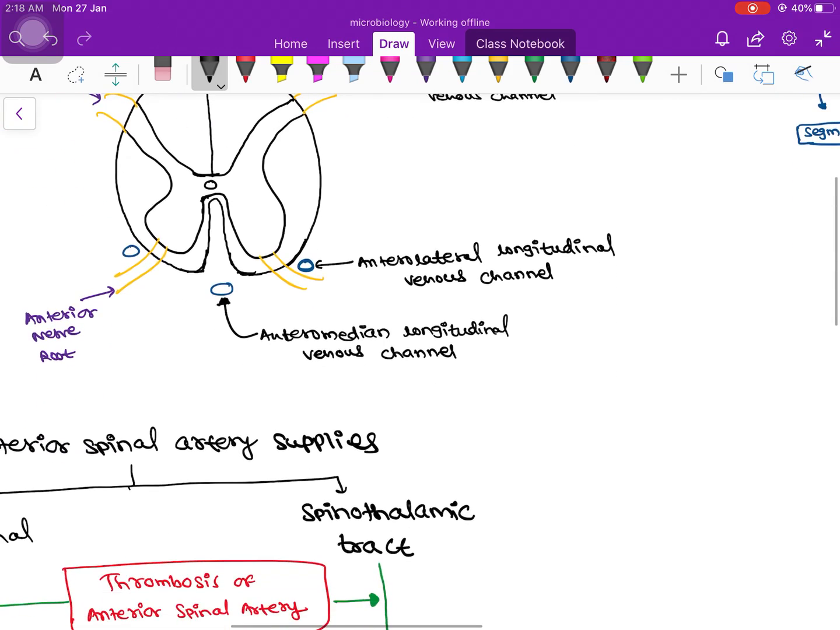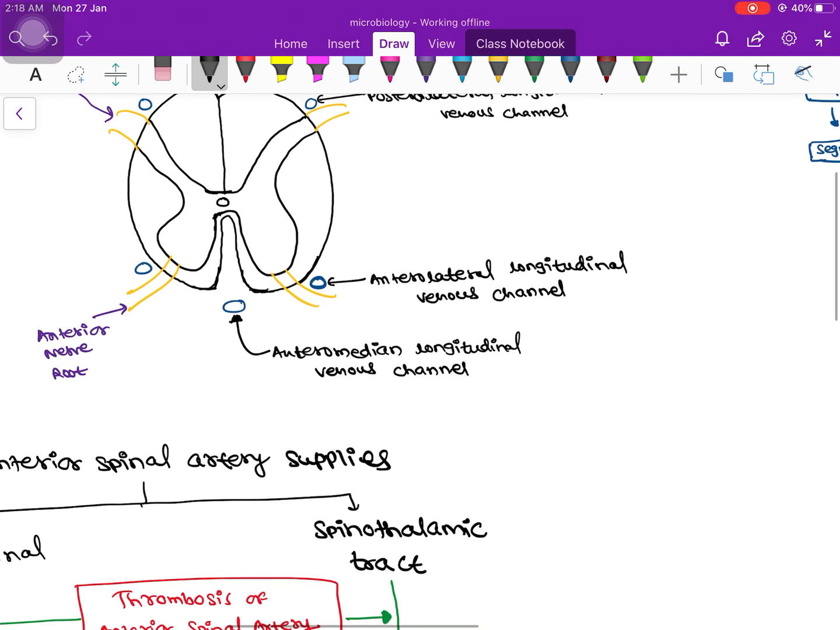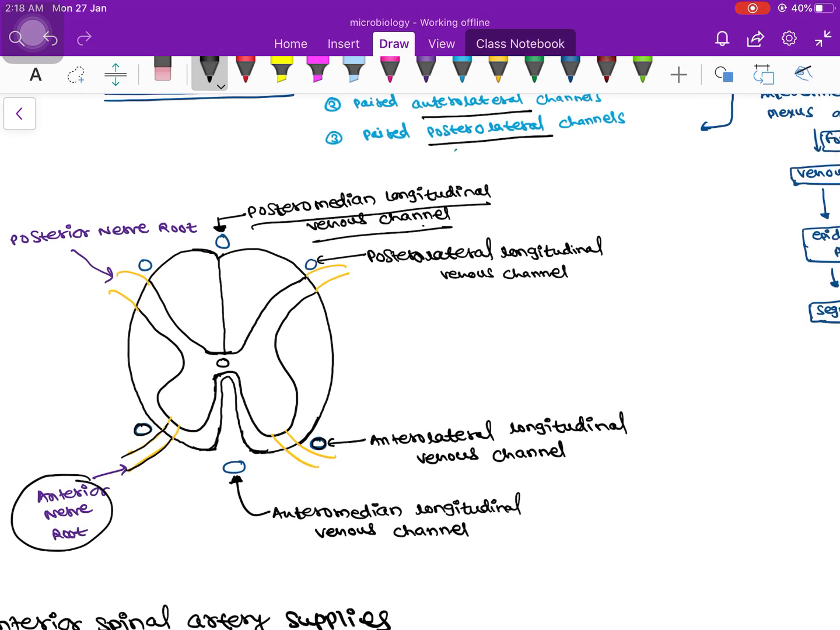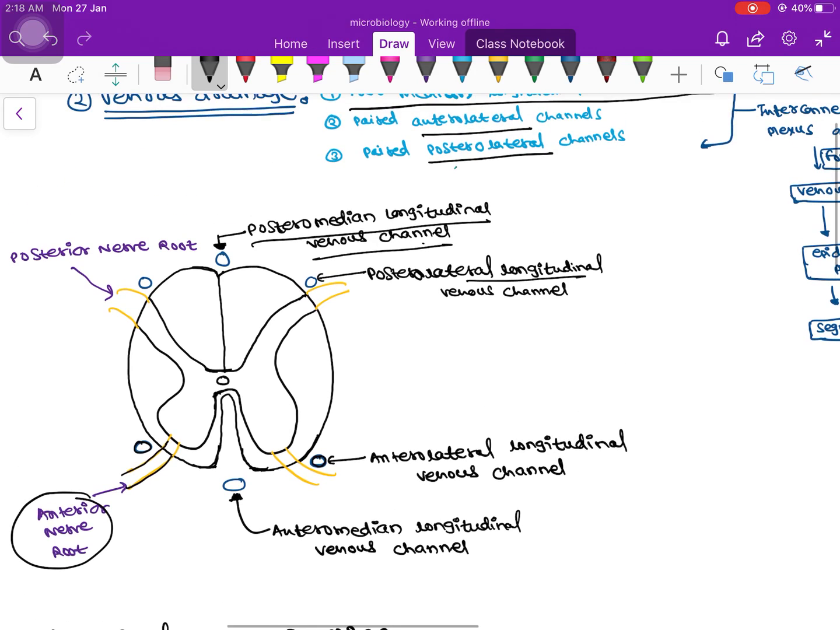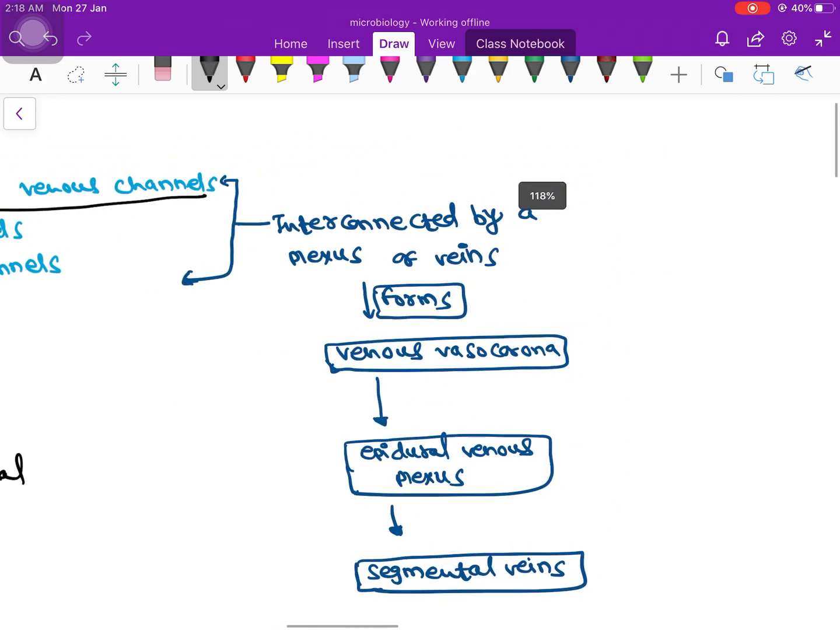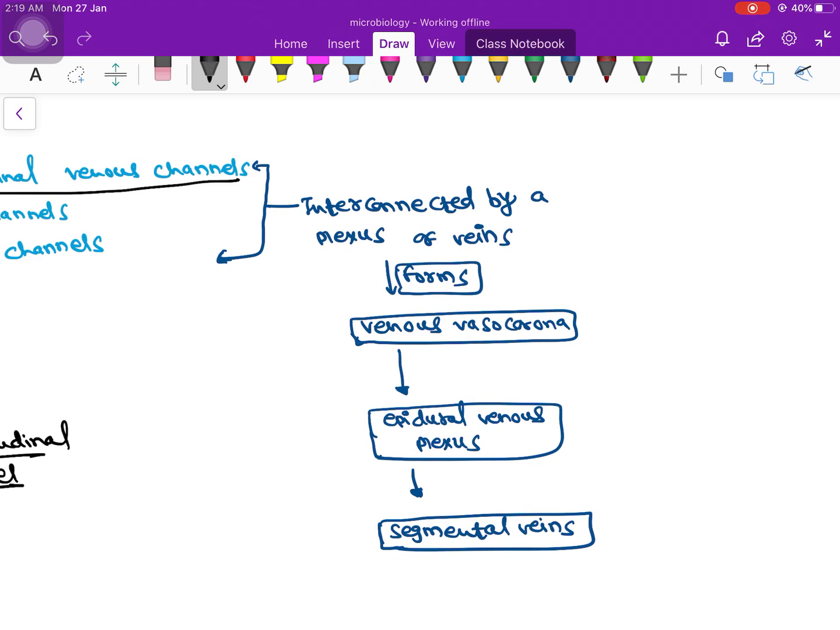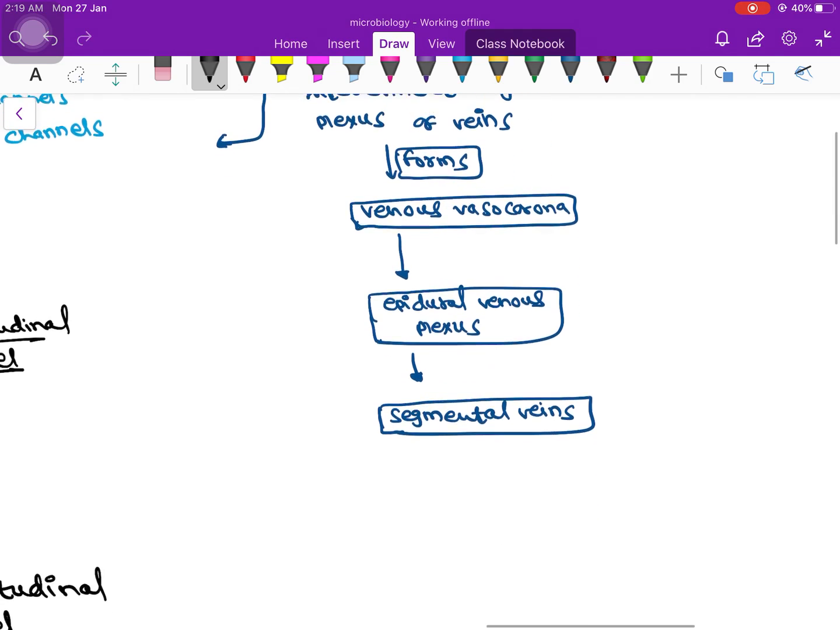So paired anterolateral channel is situated posterior to the anterior nerve roots, and the posterolateral longitudinal venous channels are situated posterior to the posterior nerve roots. So these 6 channels are interconnected by plexus of veins, which forms venous vasocorona.